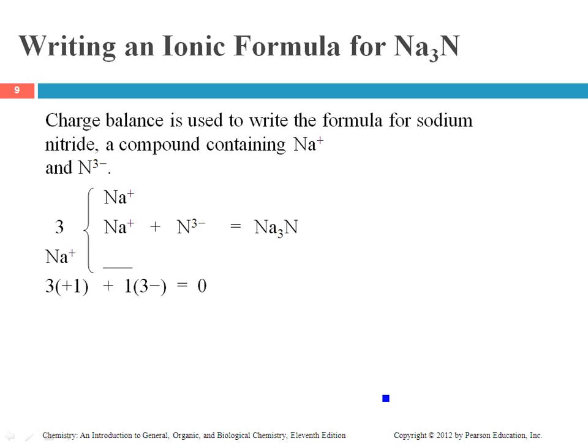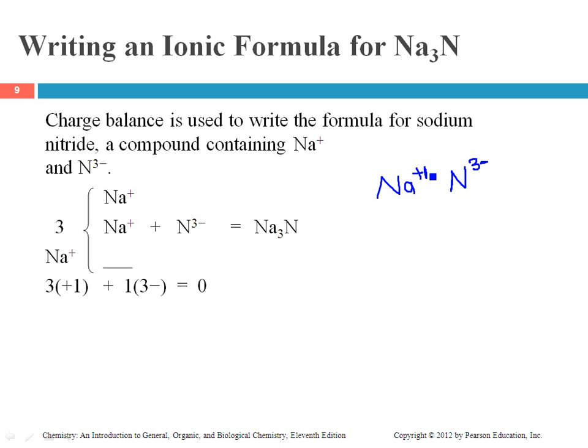Okay, we're going to charge balance for sodium and nitrogen. So if we combine sodium and nitrogen, what is our formula going to look like? So we've got Na plus, we have nitrogen. I want you guys to find nitrogen on your periodic table. It's in group 5. So how many electrons does it need to gain to be like neon, to be like the nearest noble gas? Exactly, it needs to gain 3. So it's going to have a 3 minus charge.